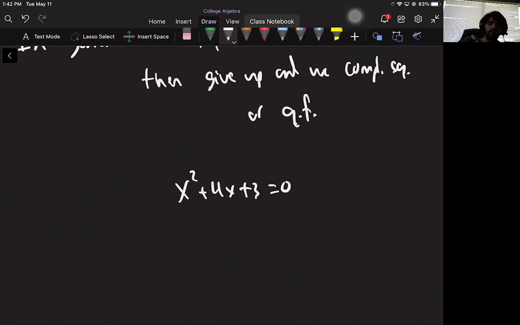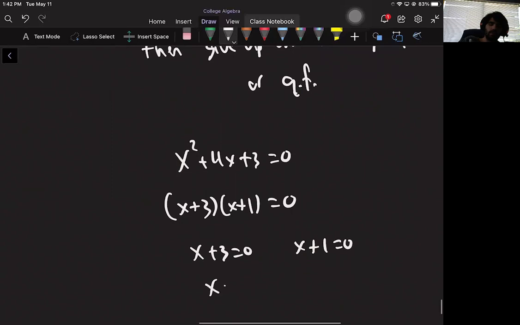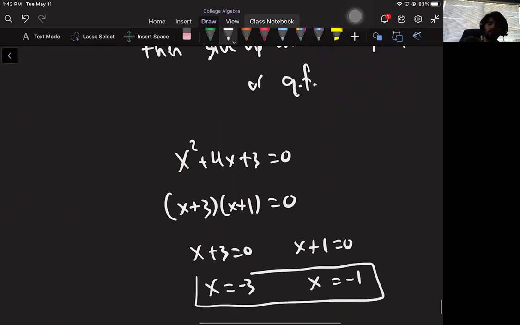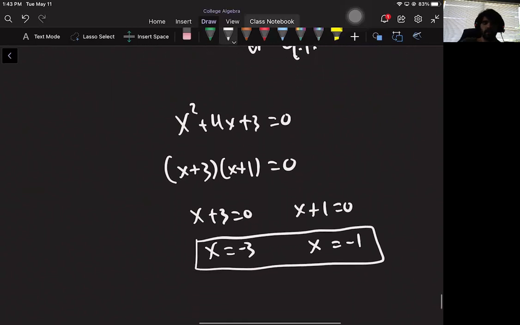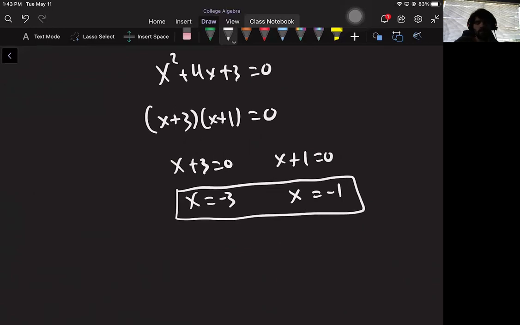So I can factor this into (x + 3)(x + 1) = 0. So I get my two equations, and I subtract 3 on both sides here, and I subtract 1 on both sides here to get my two answers. So I don't have to do it the long way, but I am just going to show you that they are all the same. So that's the easiest way. That's factoring.